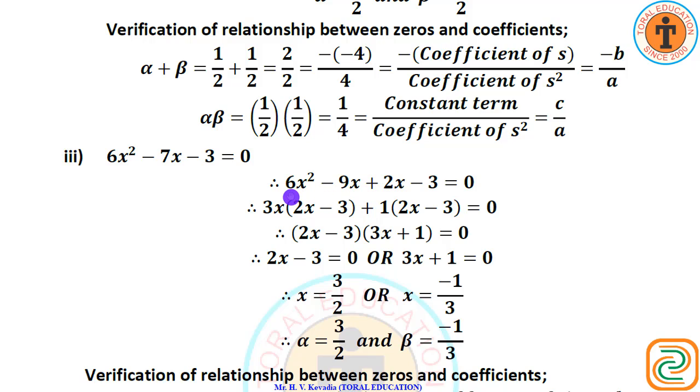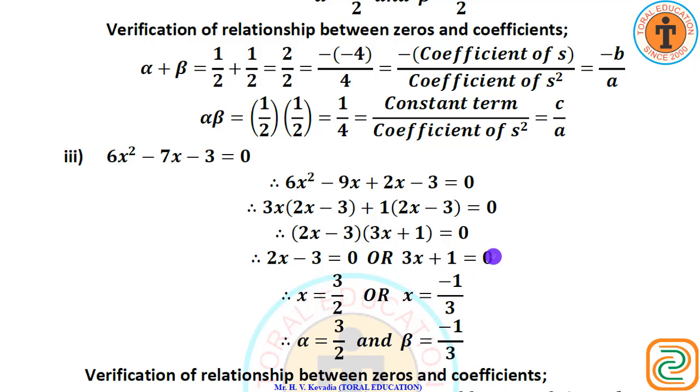Take 3x as common. So bracket 2x minus 3. Here no one is common, 1 is common. So 2x minus 3, then 2x minus 3 as common, other bracket 3x plus 1. Now 2x minus 3 equals to 0 or 3x plus 1 equals to 0. Then x equals to 3 upon 2 or x equals to minus 1 upon 3.